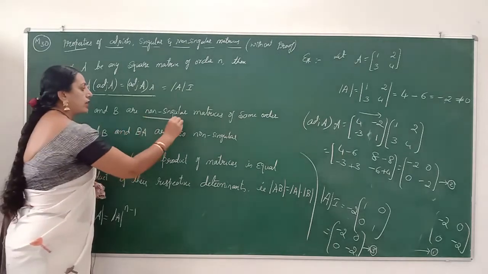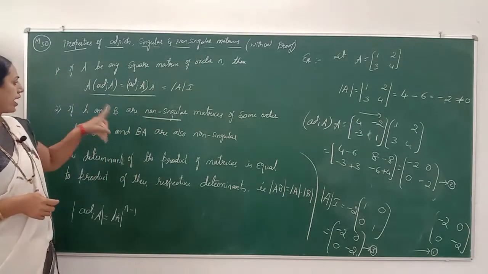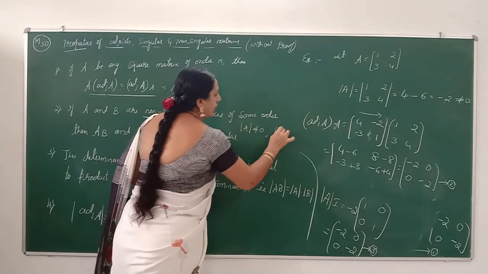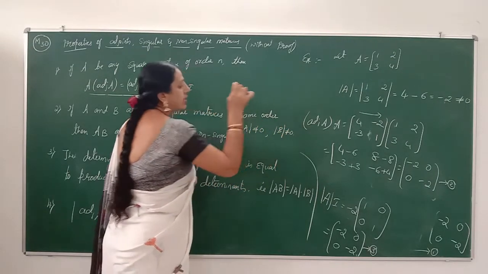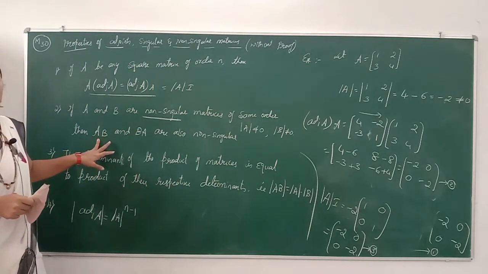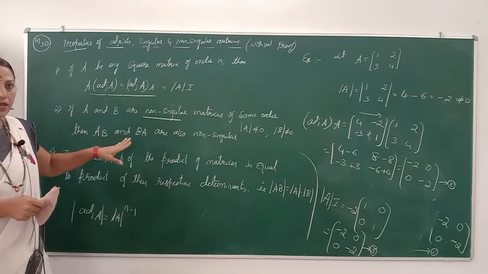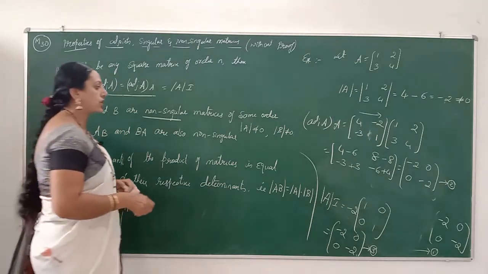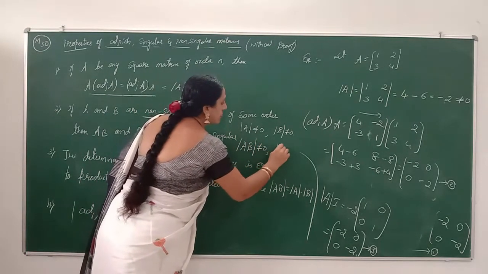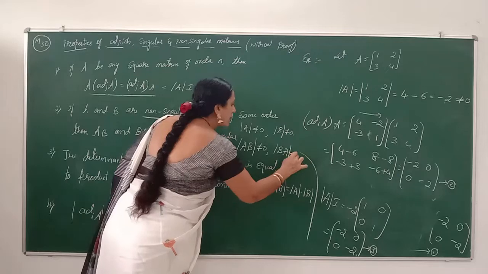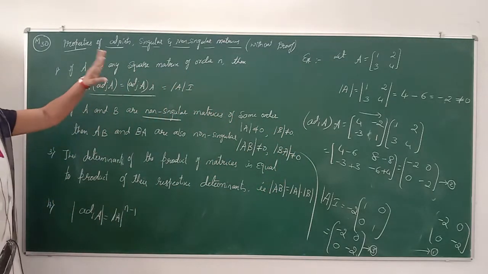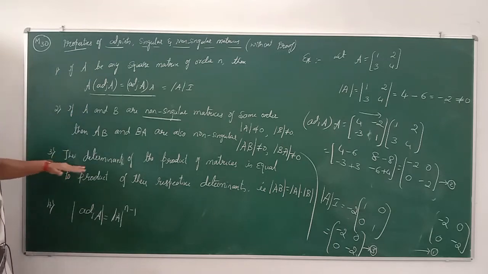First of all, the condition of non-singular: if A and B are non-singular, it means determinant of A is not equal to 0. Similarly, determinant of B is also not equal to 0. After multiplication of both of them, both AB and BA will be non-singular. It means determinant of AB is not equal to 0. Similarly, determinant of BA is also not equal to 0. That is another property of non-singular matrices.